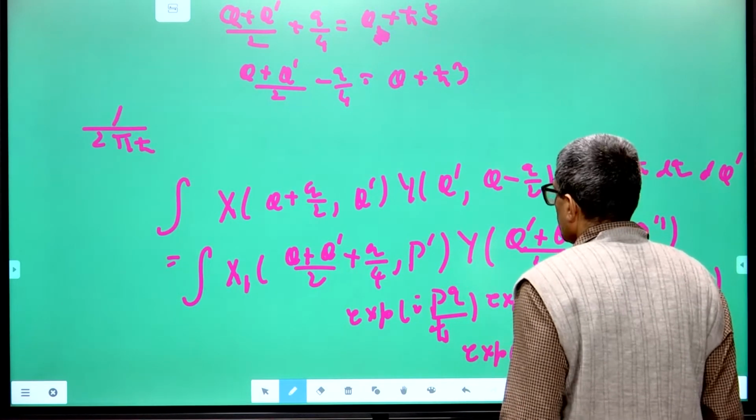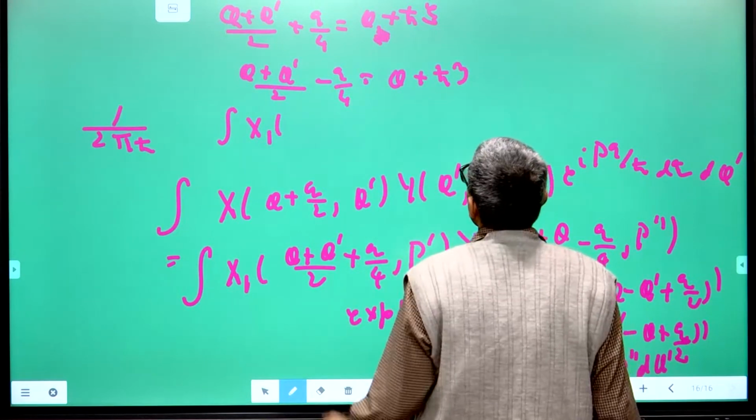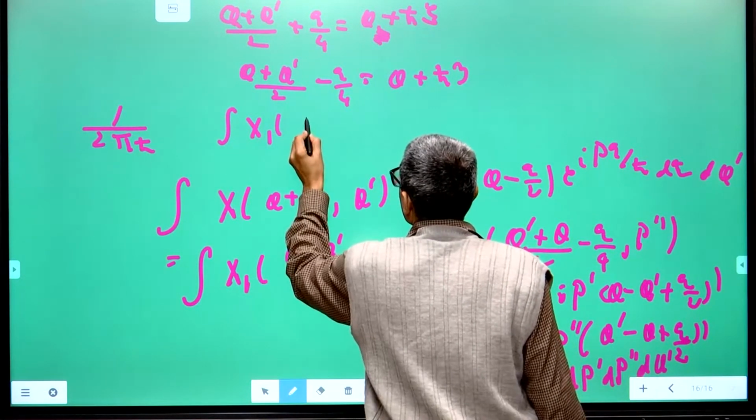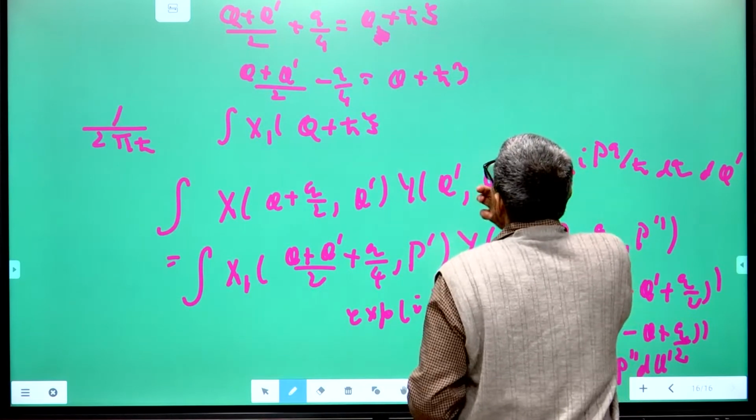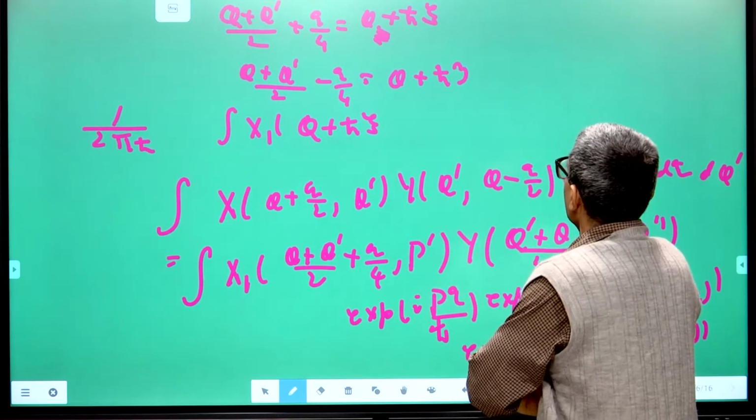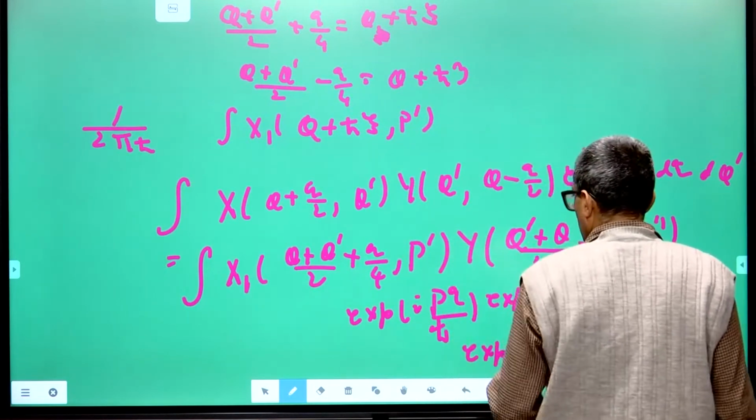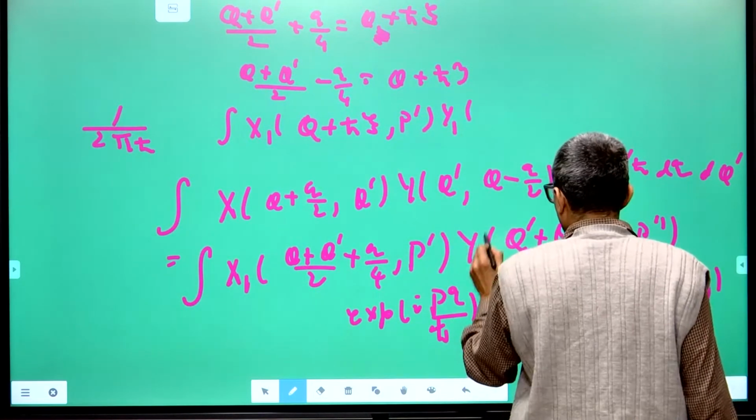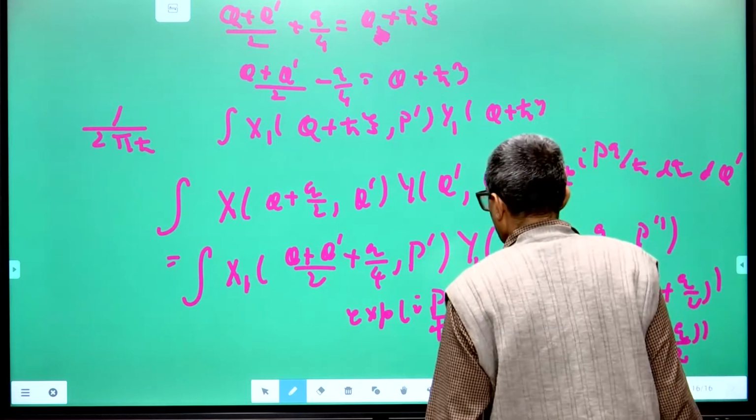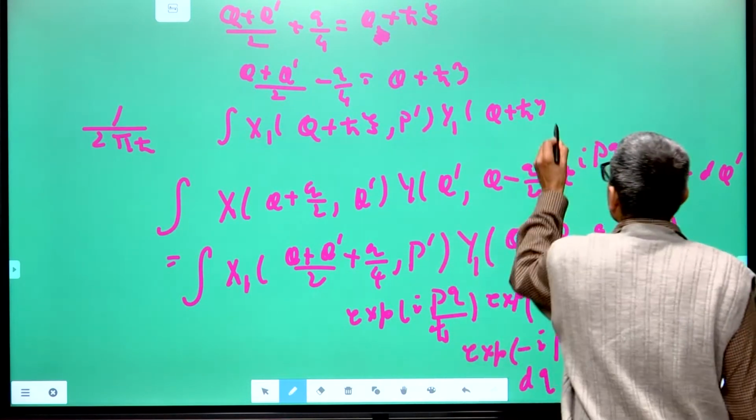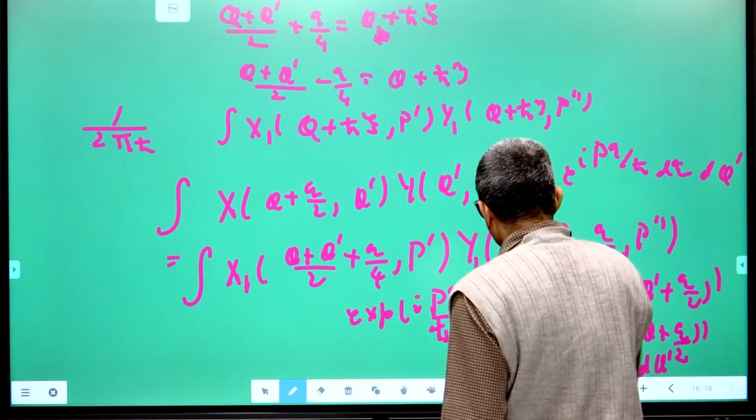So, if I make these substitutions, what does this become then? This integral becomes simply the integral of x1 of (q plus q dash)/2 plus q/4, that is q. So, this becomes q plus h xi, comma p dash, and this becomes y1 of q plus h eta, comma p double dash, and this term will become e power i p q by h.